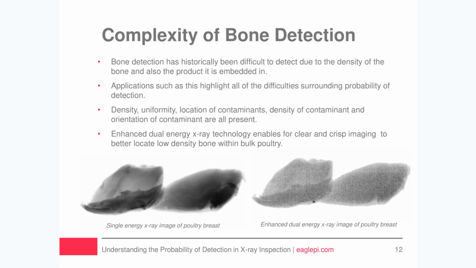This is where technology, such as enhanced dual energy, can be used to help reduce some of the aforementioned challenges. This can be seen in the enhanced dual energy image above, where density and product uniformity have been improved to help reliably detect the bone contaminant in the above example, which you can see is sort of in the center of those two images, and it's easier to see in the right-hand image.